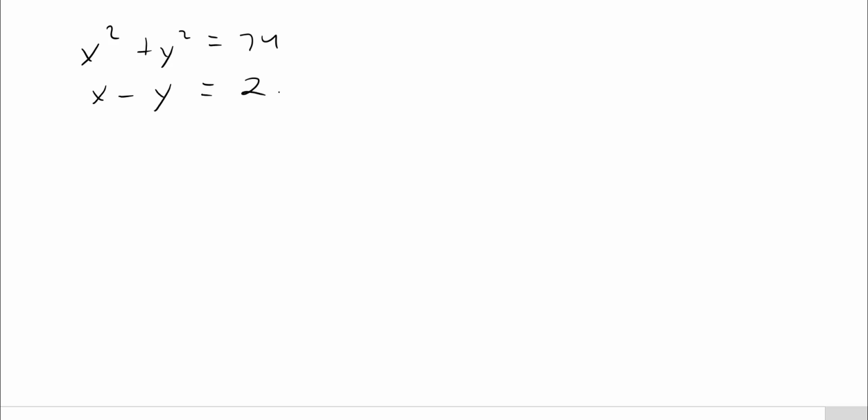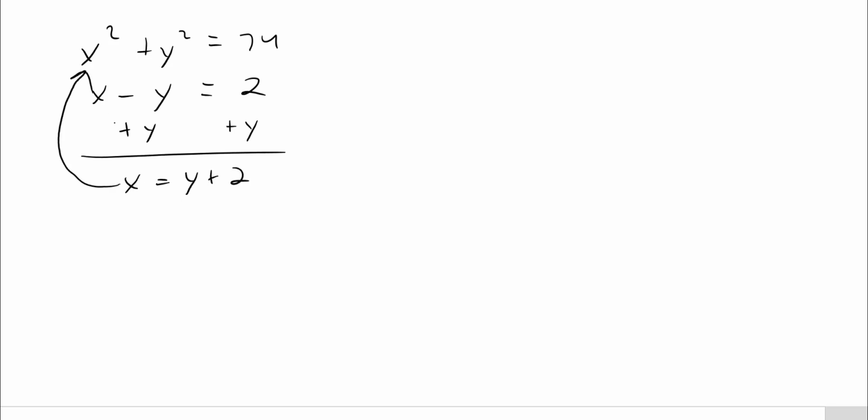Now, you can't use elimination here because you can't say y squared minus y and things cancel out. It doesn't work that way. It has to be a y squared and a y squared or a y and a y. So what I'm going to do is solve for one of the variables on the bottom. All right? So I can do substitution. The easiest one to solve for is x because I can just add y to both sides. So you get x equals y plus 2. And then I just take that and substitute it into there. So I get y plus 2 squared plus y squared equals 74.